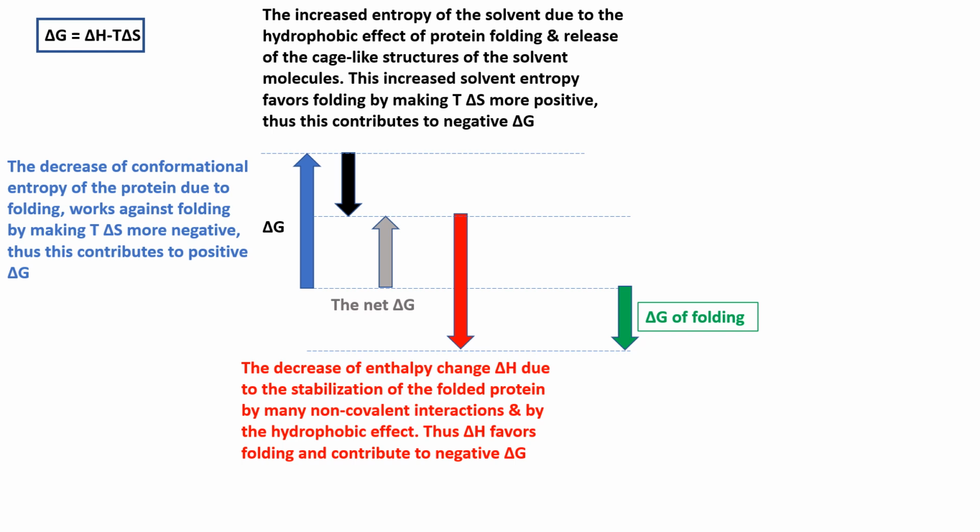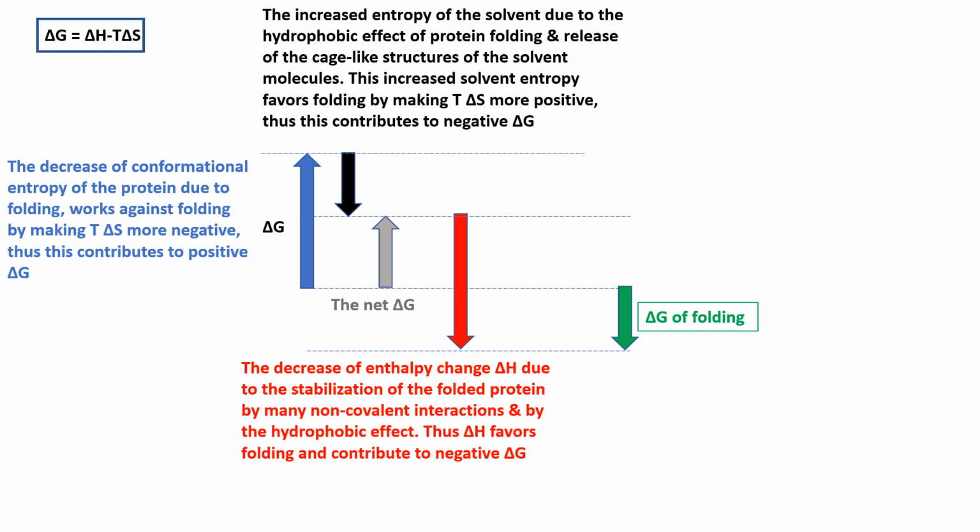The black arrow, which indicates that the delta G will decrease or favor folding, is the result of the increased entropy of the solvent due to the hydrophobic effect of protein folding, which releases the cage-like structures of the solvent. And this increased solvent entropy favors folding by making T delta S more positive and thus making delta G more negative. The net delta G is the delta G of the blue arrow minus the delta G of the black arrow, and this is the net delta G in gray.